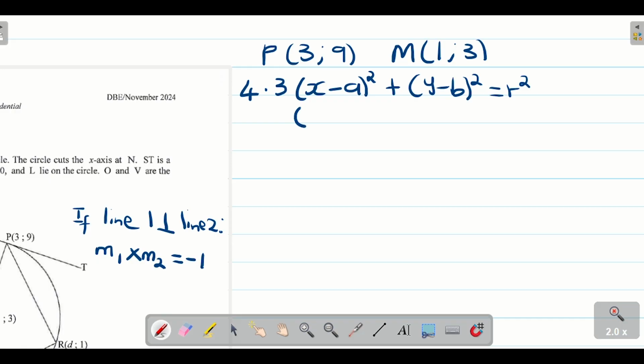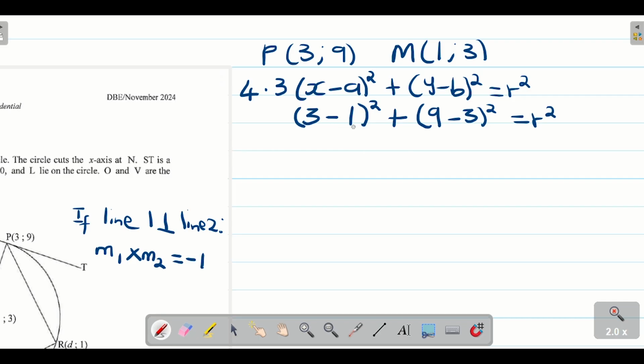So x value of a point, we'll use point P, where x is 3, minus x value of the center of the circle. We have the coordinate of the center of the circle, so the x value is 1, squared, plus y value of a point on the circle is 9, minus y value of the center, which is 3, squared, it equals r squared.